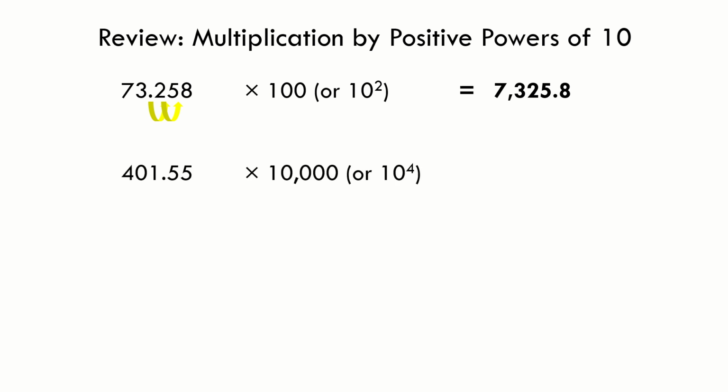401.55 times 10,000 or 10 to the fourth. 4 ang exponent ng 10, kaya gagalawin natin ang ating decimal point 4 spaces to the right. Maglalagay tayo ng imaginary zeros para lang mapunan yung movement ng decimal places na kailangan natin. And this gives us 4,015,500.